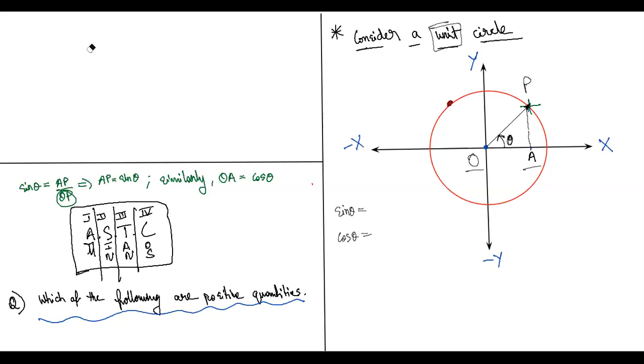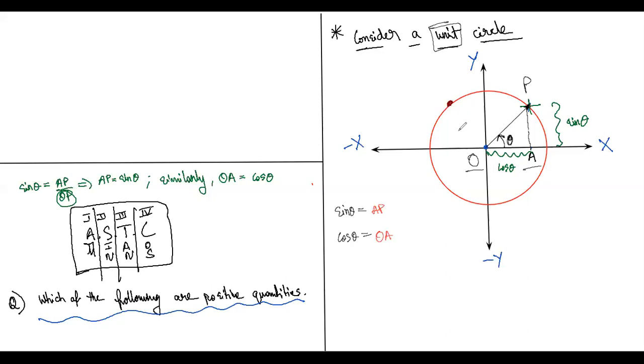Sine theta is perpendicular by hypotenuse. That means AP by OP, which is AP by 1, so AP. Cos theta will be base by hypotenuse, so OA by 1, OA only. Very good. So that means in this diagram, the distance from here to here is cos theta, and the distance from here to here is sine theta.